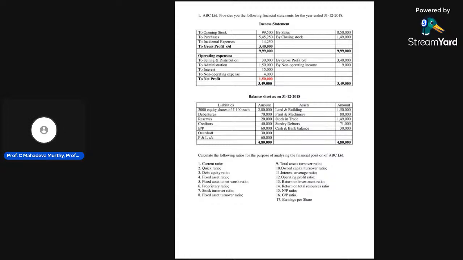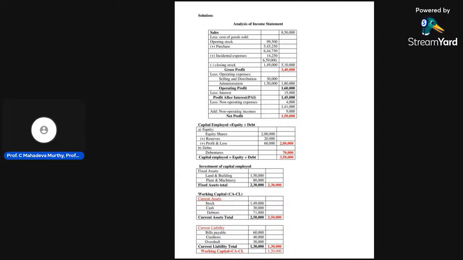Okay. Last class, I explained that problem of ABC Limited. The income statement I also explained, then the position statement I also explained. With the help of that, here we need to solve. We need to calculate the 17 ratios. Before solving the problem or calculating the ratios, the income statement and position statement are most important. Income statement I explained last class.